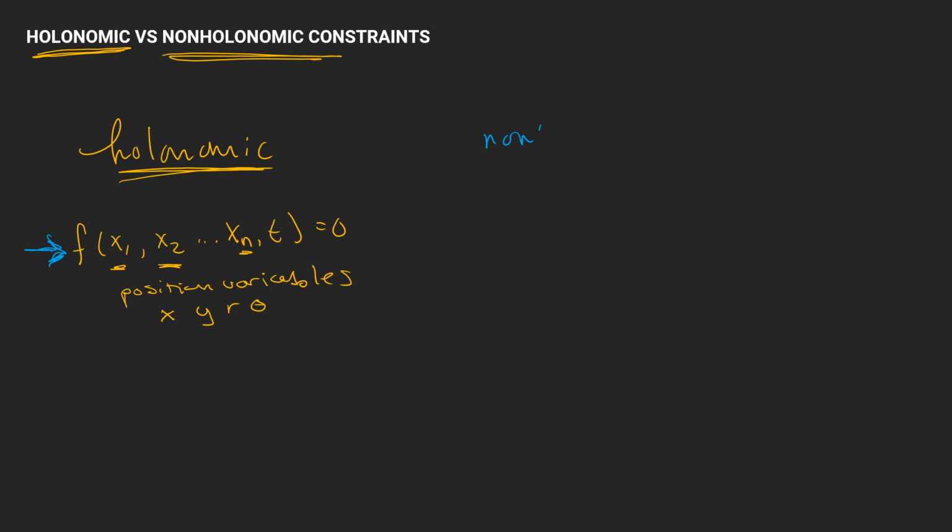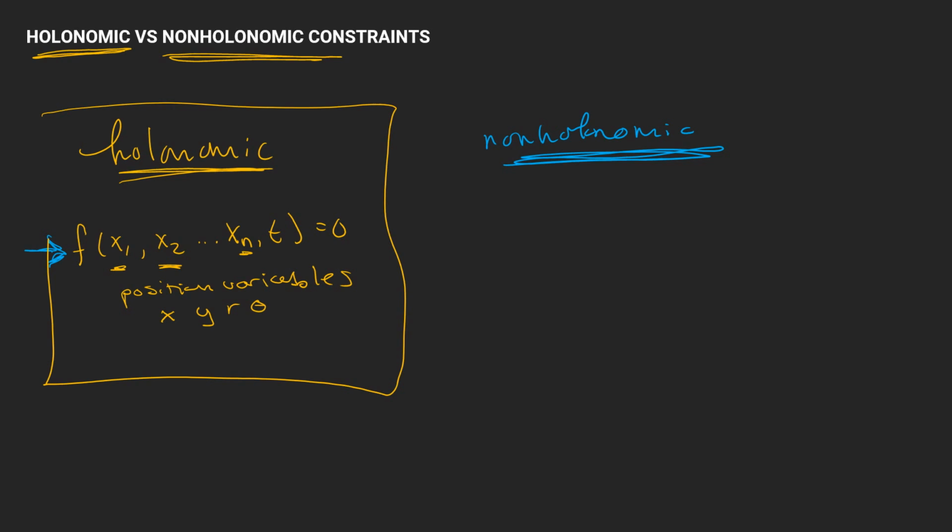non-holonomic. So any constraint that is not holonomic, as said in the name. In this course, we only have and will continue to consider systems that have holonomic constraints.